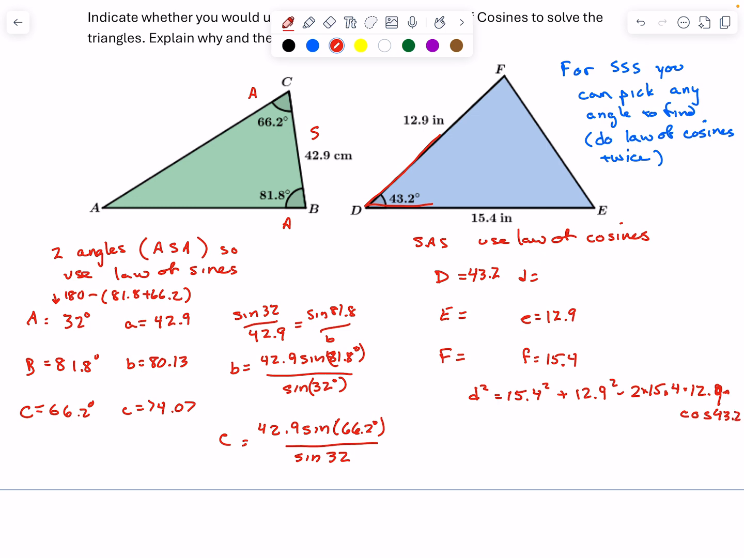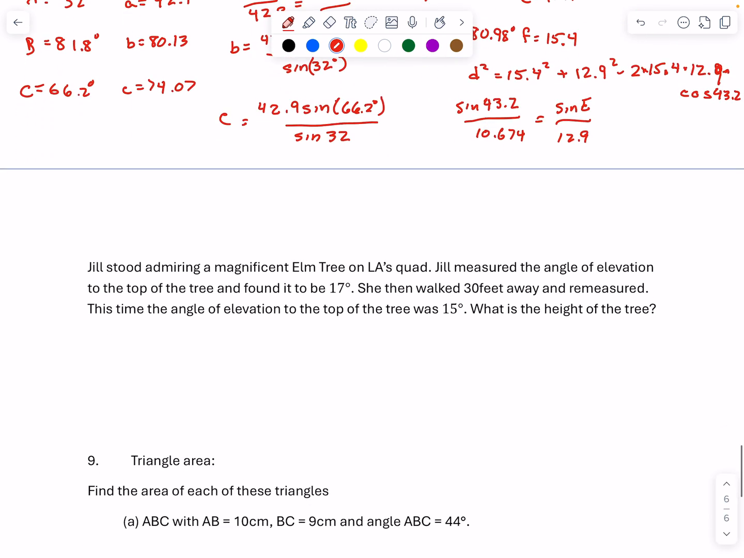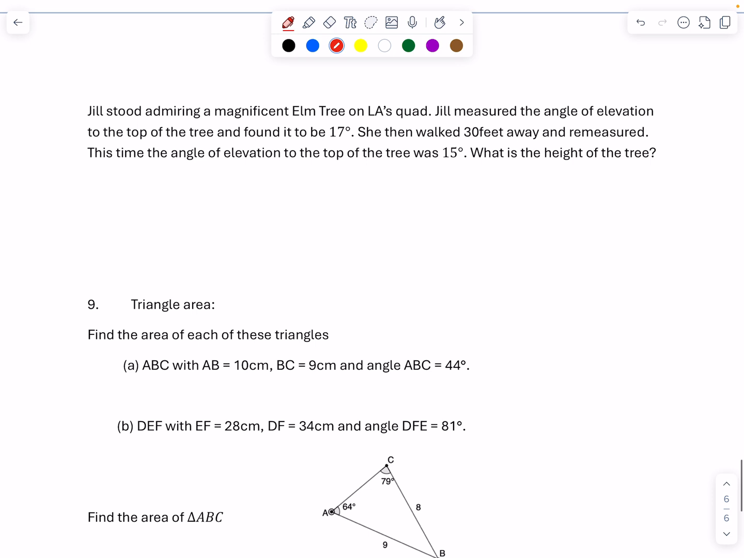Sorry. So D, don't forget to take the square root. Setting up a proportion, find the smaller one, find E. Cross multiply, divide by 10.674, take the arc sine. Subtract from 180. Okay, enough. All right.